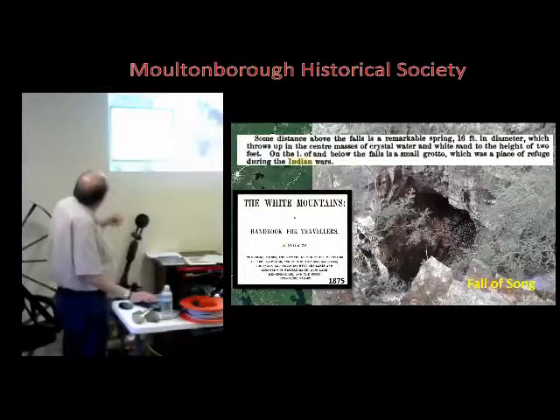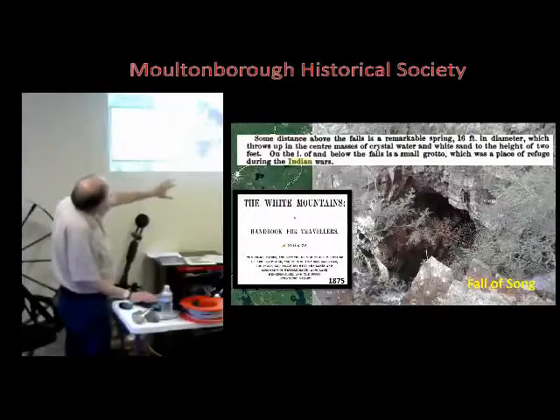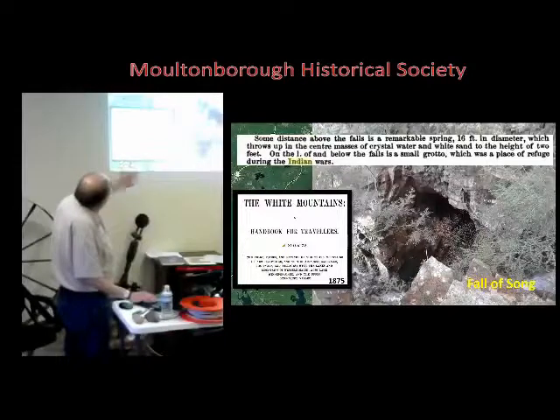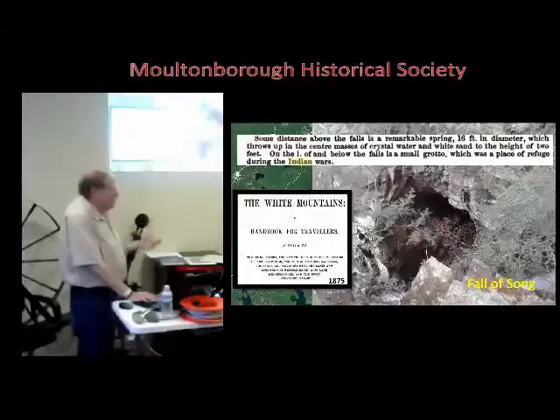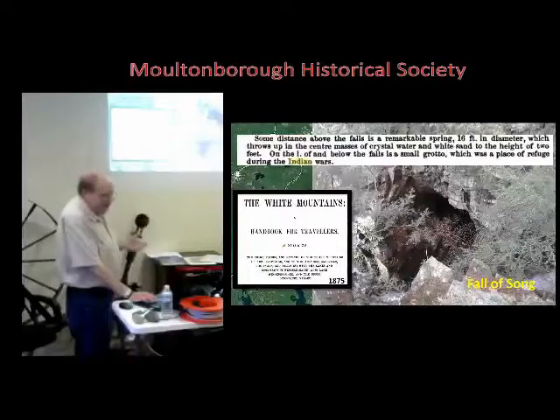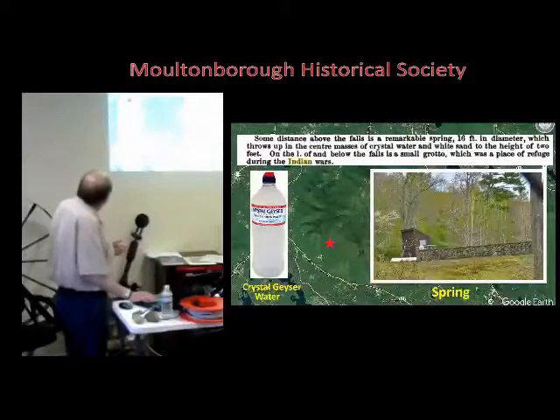In that book, the Handbook for Travelers, it describes the falls and a remarkable spring, 16 feet in diameter, that throws water up about 2 feet high. On the left and below the falls, this picture is taken from above the falls looking down, there is a small grotto, which was a place of refuge during the Indian Wars. I found a couple other stories that mention it as people finding Indian relics in that location. Unfortunately, I don't have a ladder tall enough to get there.